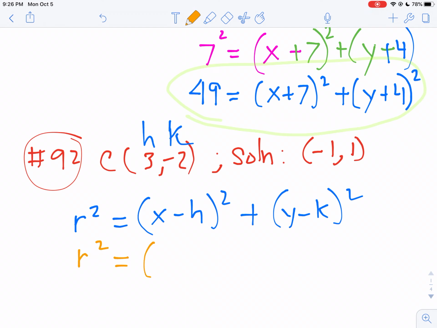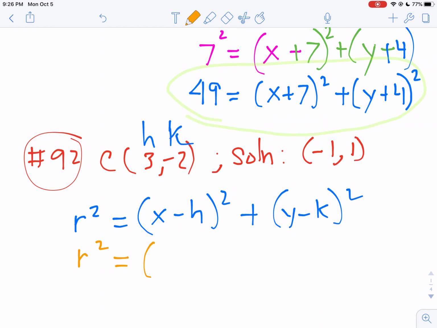All right, so x and y, I see x and y here, and they gave me a solution. So that means that my x must be -1 and my y must be 1. A solution is a point that is going to make the equation true. It's a point that is going to be on the graph when you graph it.